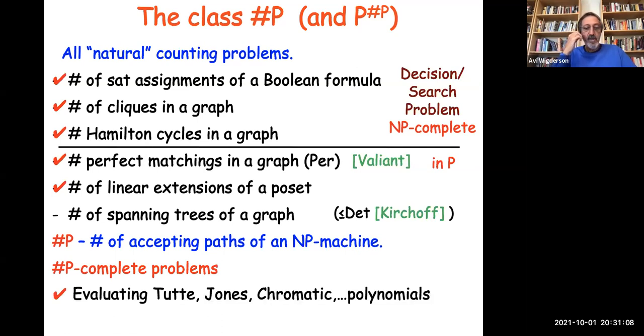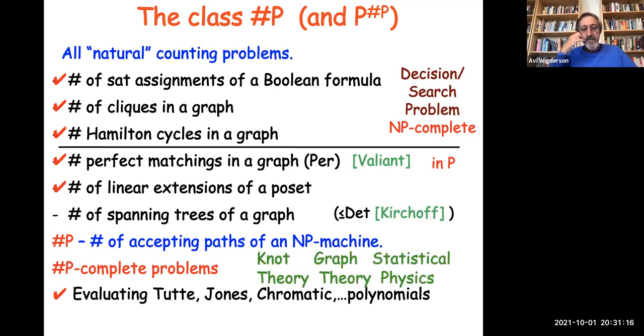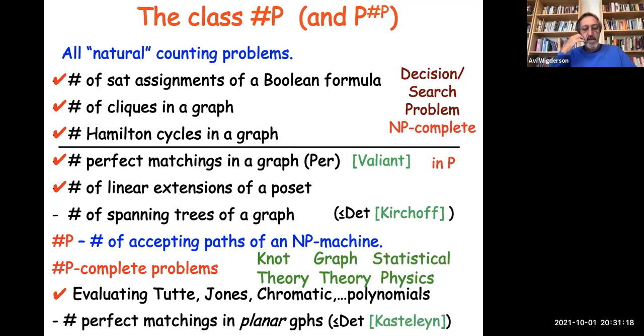So #P-complete problems, as I mentioned before, capture many important counting problems all over the place. And on the other hand, there are some few that are easy, and all these easy ones are reducible to the determinant. I mentioned spanning trees, and also a very important thing in statistical physics is that for planar graphs, counting perfect matchings is reducible to the determinant, so it's easy. So in the Boolean case, permanent and determinant play in some sense a similar role.